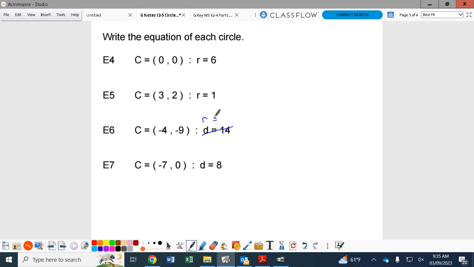What's the radius going to be for number 6? 7. And what is the radius going to be for number 7? 4. That ought to be the first thing you do before you do it, just so you don't do something careless, guys. I would do that first.